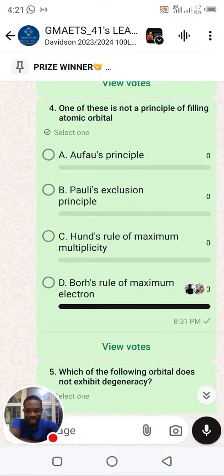One of these is not a principle of filling atomic orbital. When filling atomic orbitals, generally we have 3 main principles that guide us. We have the Aufbau principle, the Pauli exclusion principle, and Hund's rule of maximum multiplicity. So the first 3 options are principles of filling atomic orbitals. The one that is not among them is Bohr's rule of maximum electron. That is not a principle of filling atomic orbitals. So the correct option is D.